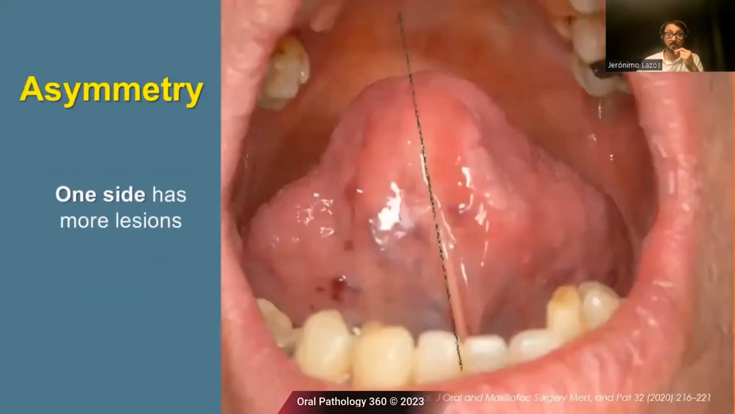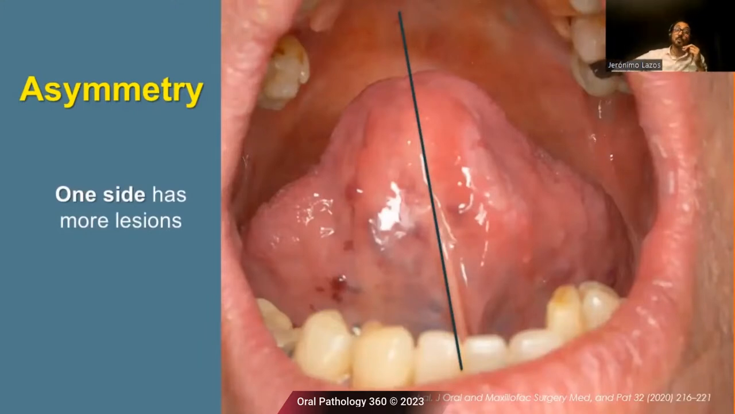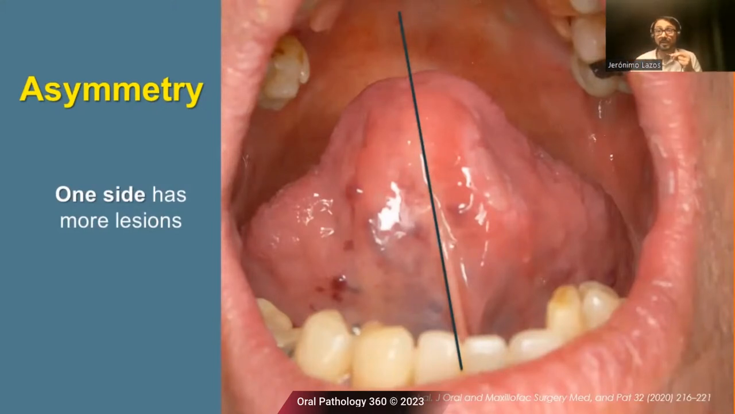On the other hand, remember when we talked about symmetry. One of the main characteristics, one of the defining traits of oral varicosities, is the presence of asymmetry. As you can see in the picture, when a side has more lesions, that side should also be registered. So when you record the presence of oral OB, you should also record which side has more lesions. As we can see in this clinical picture, we have the right side with more lesions in this particular front view.